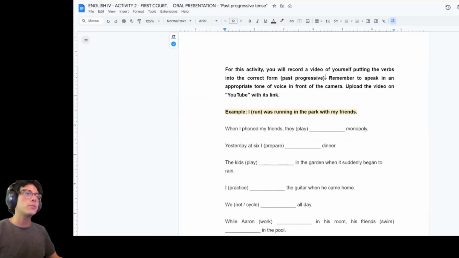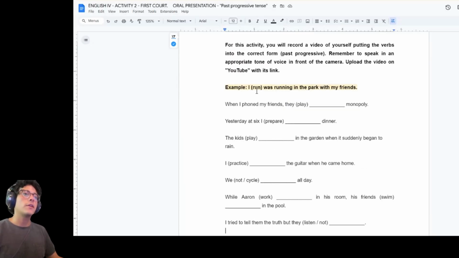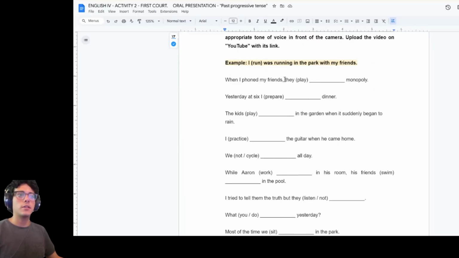For this activity, you will record a video putting the verbs into the correct form, past progressive. Okay, so we have an example. I run, and the verb run is changed to was running in the park with my friends. So let's do this for every sentence that we have here, starting with the first one.